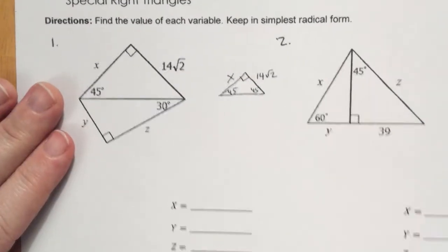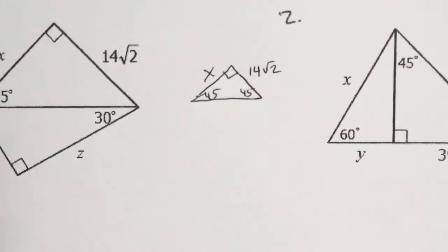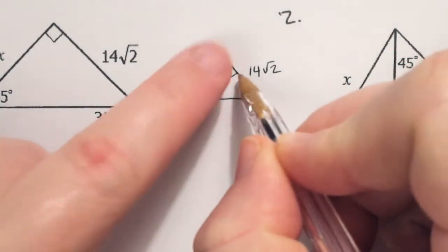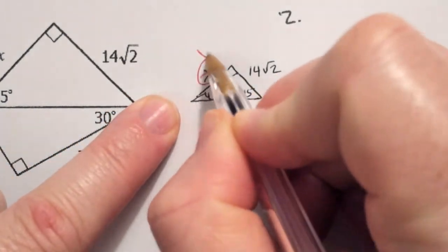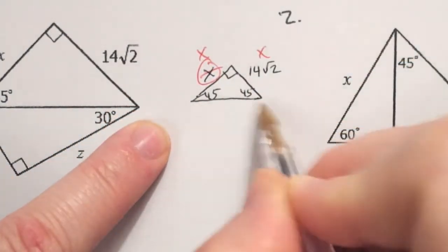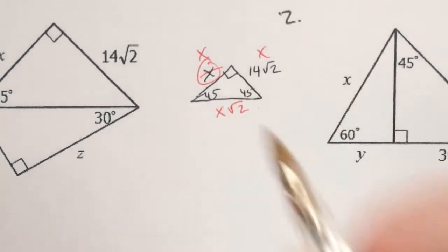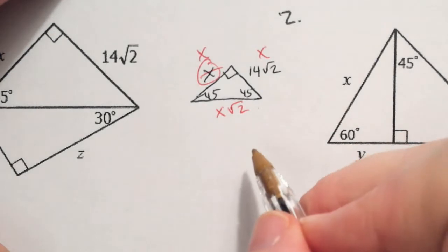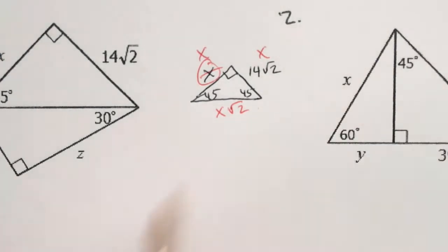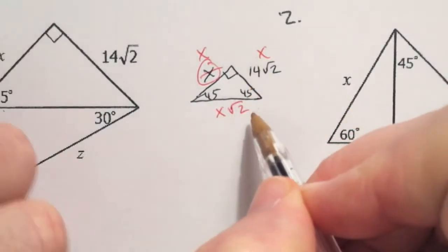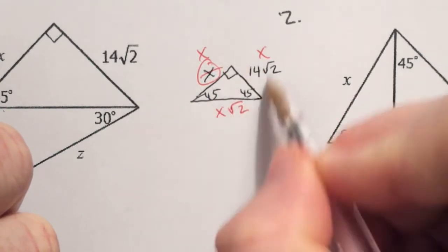Okay, and I'm going to zoom in just so you can see a little better. All right, hey, look, our elbows are already on the table. Isn't that nice? Step 1, ignore your variables. Step 2, label. So if our elbows are on the table, our arms are x, and our leftover side is x radical what? In this case, it's x radical 2 because they had 2 equal sides. Okay, step number 3, solve for x. So I'm just following these steps. Set the number equal to the label. So what number did we have?